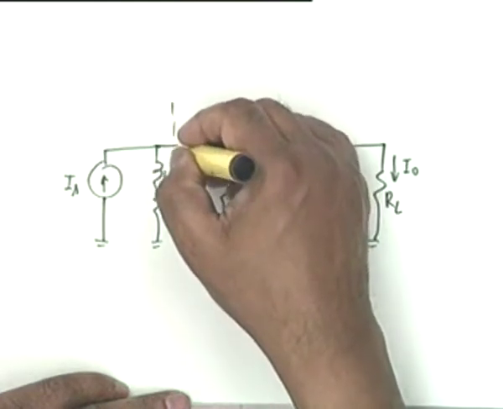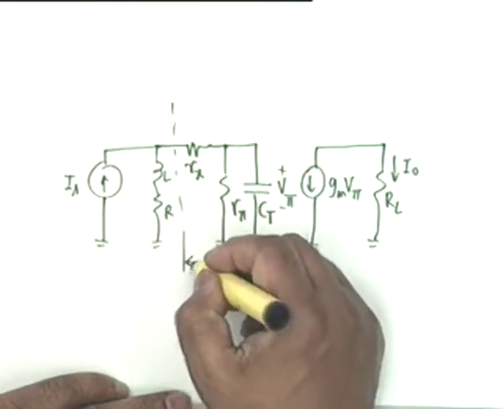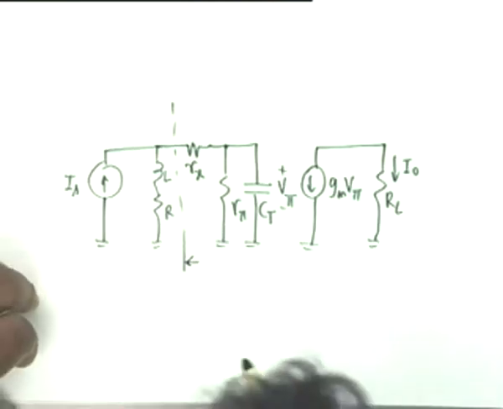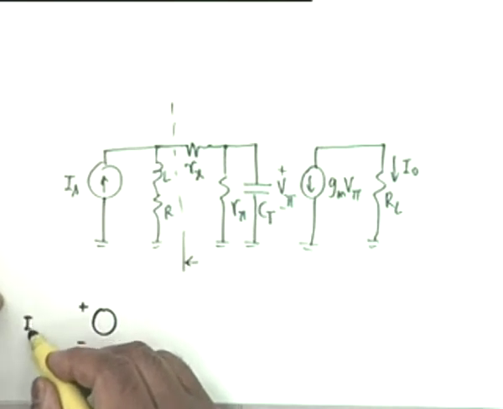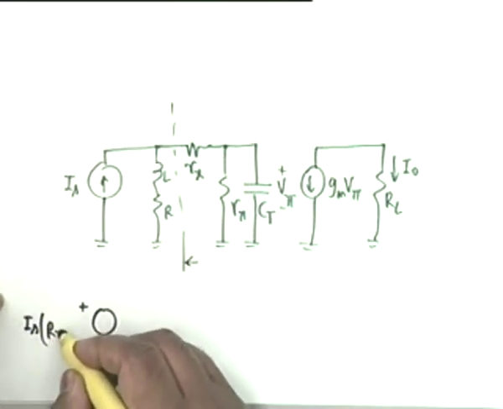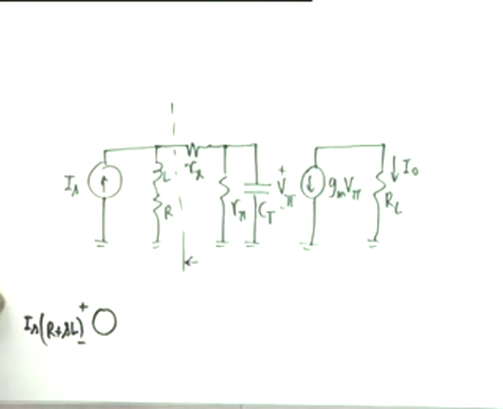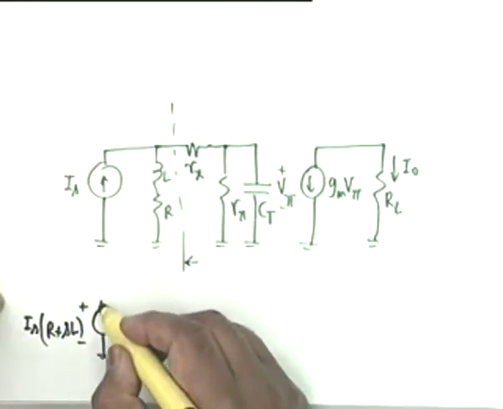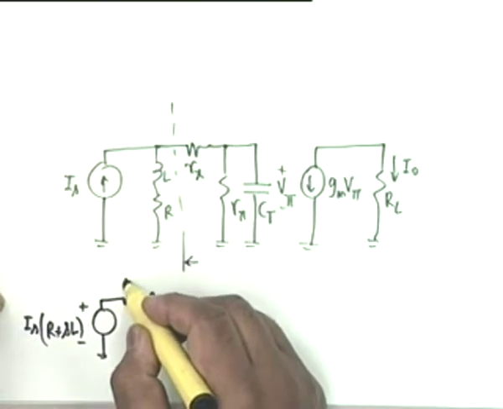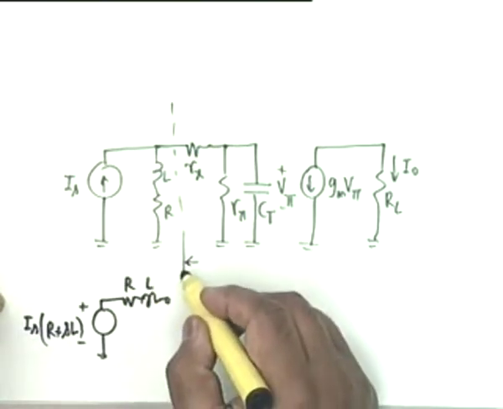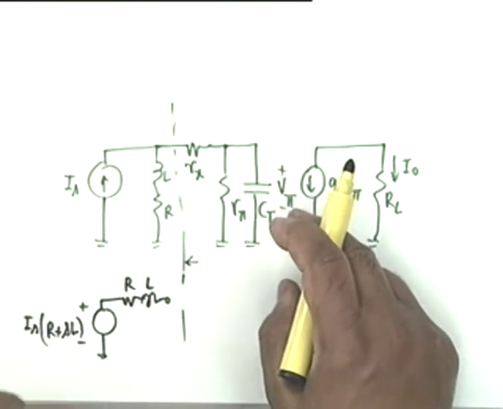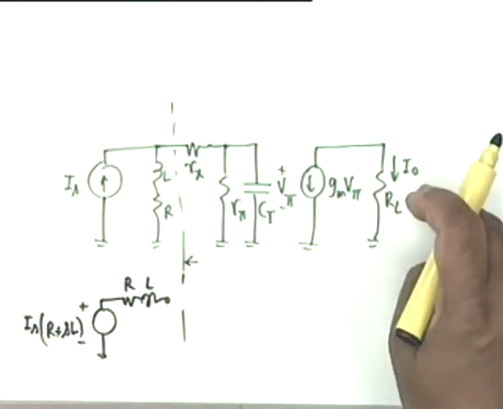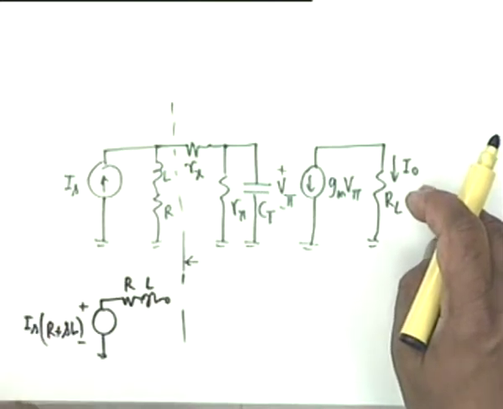In order to do that, we apply Thevenin's theorem to the left of this black line. Okay? And we get the voltage source as Is times (R plus SL), in series with R and L. Alright? Once we do that, then V pi can be obtained by inspection and the current I0 is equal to minus gm V pi. Is the point clear? Okay.